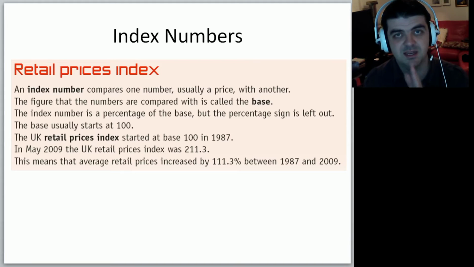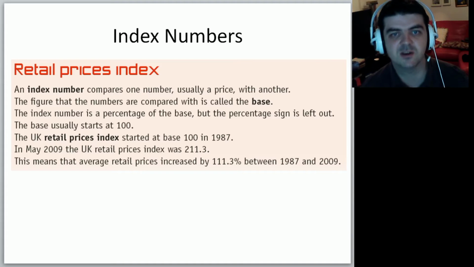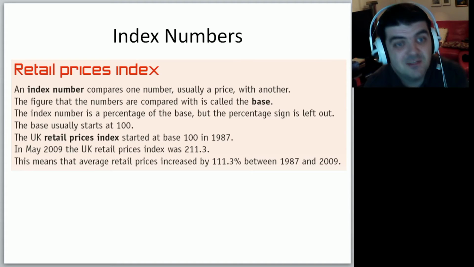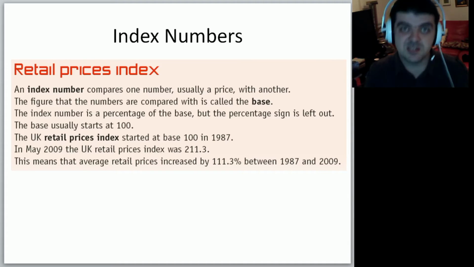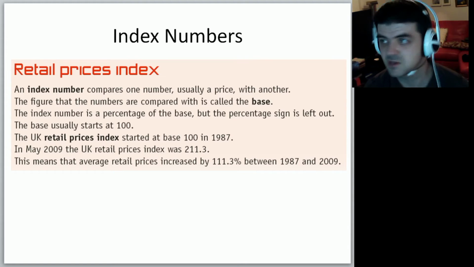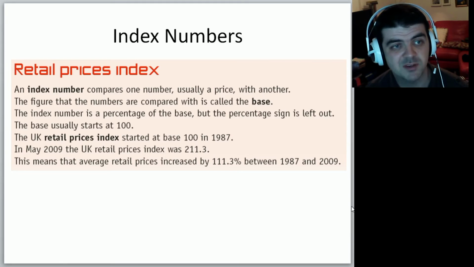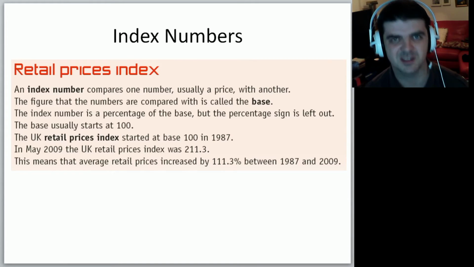So the index number, the base number, is always 100. So the 100 mark is here. The UK Retail Prices Index started at base 100 in 1987, and in May 2009 the Retail Price Index was 111.3. That means that average retail prices had risen by 11.3% between 1987 and 2009, when that book was published. So no better place to do this than to look at an example.